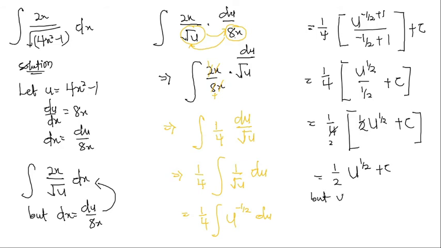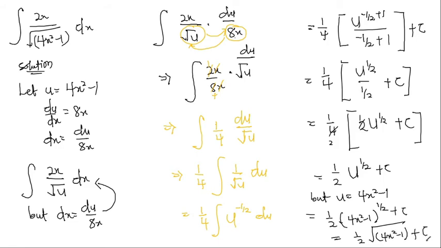But remember, we said u is equal to what? 4s squared minus 1. So if we substitute that back, we have half, then in brackets 4s squared minus 1 raised to the power half plus c. And we can finally write this as 1 over 2, the root of what? 4s squared minus 1 plus c as our answer for integrating this function.